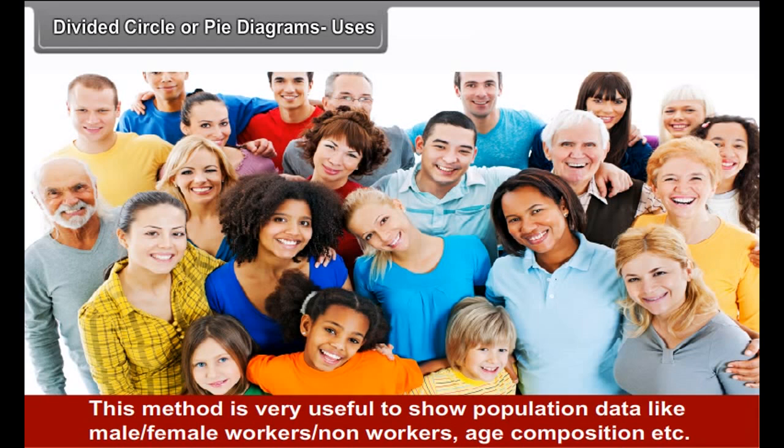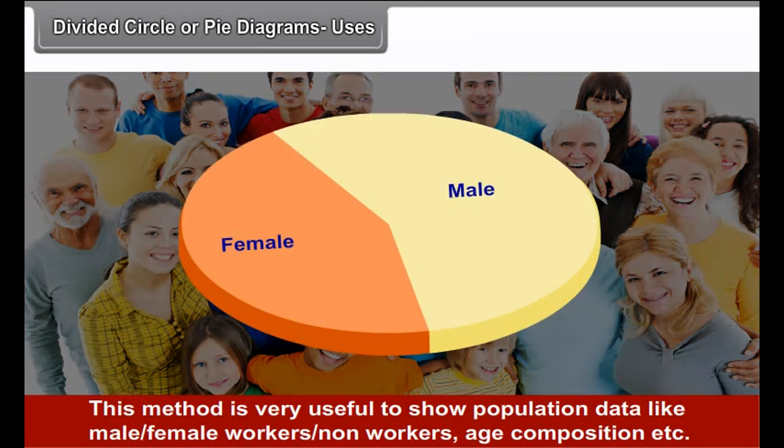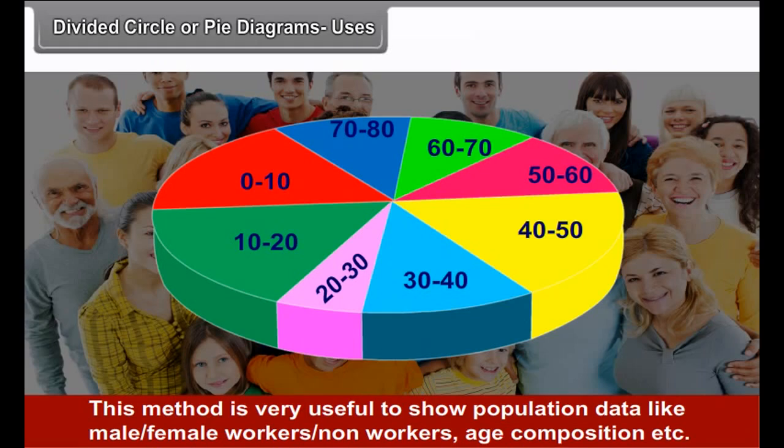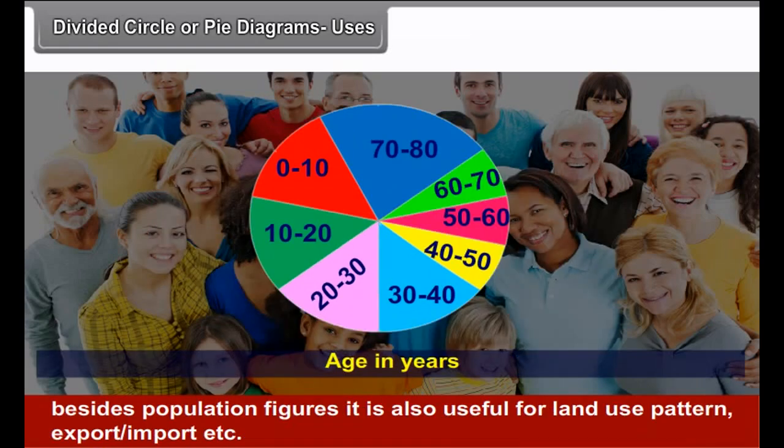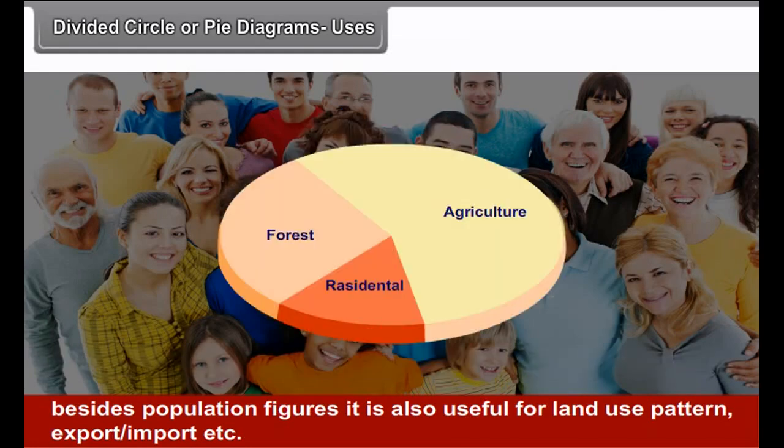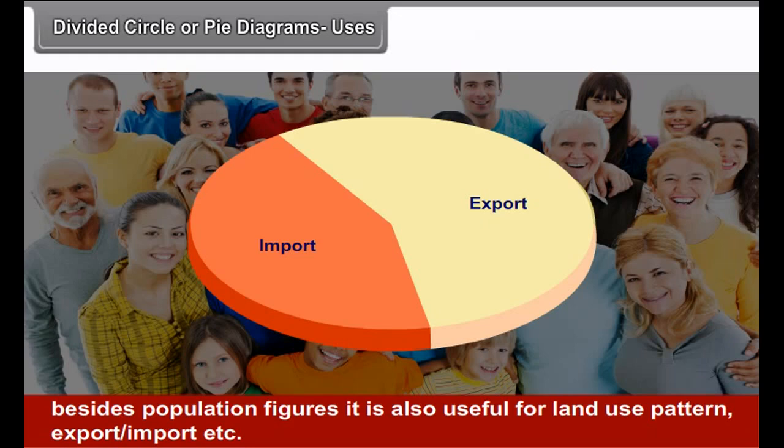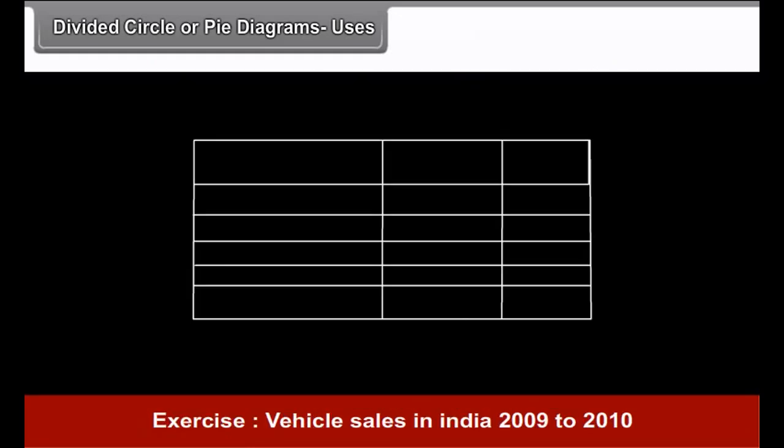Divided circle or pie diagram. Divided circle is also a two-dimensional diagram. Different sectors are shown in a circle. A circle has 360 degrees which are divided according to the sectors given, that may be area or production. To calculate these divisions, the following formula is used. Angle of the sector is equal to sector data upon total data into 360 degrees.